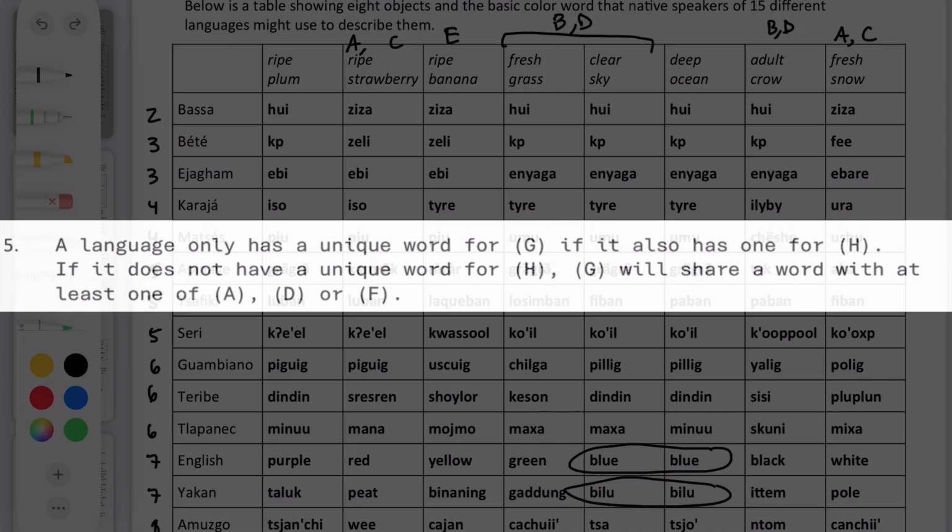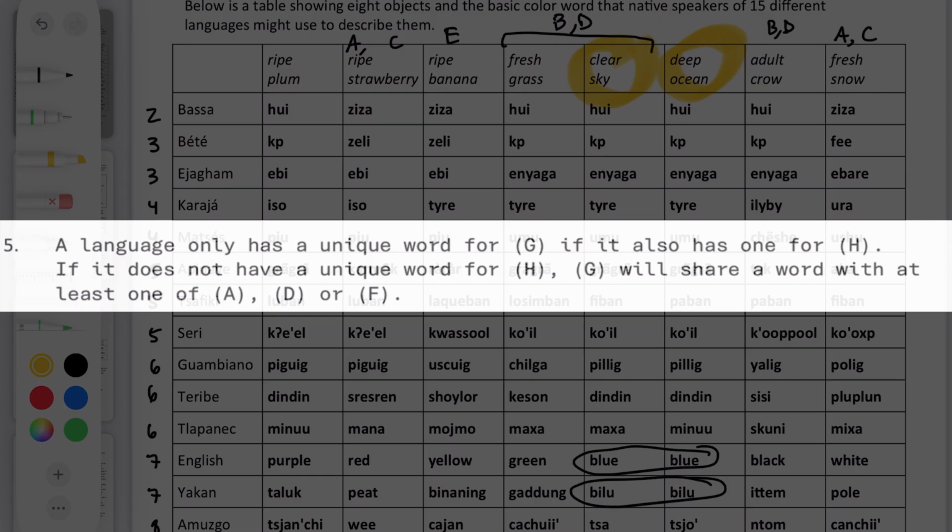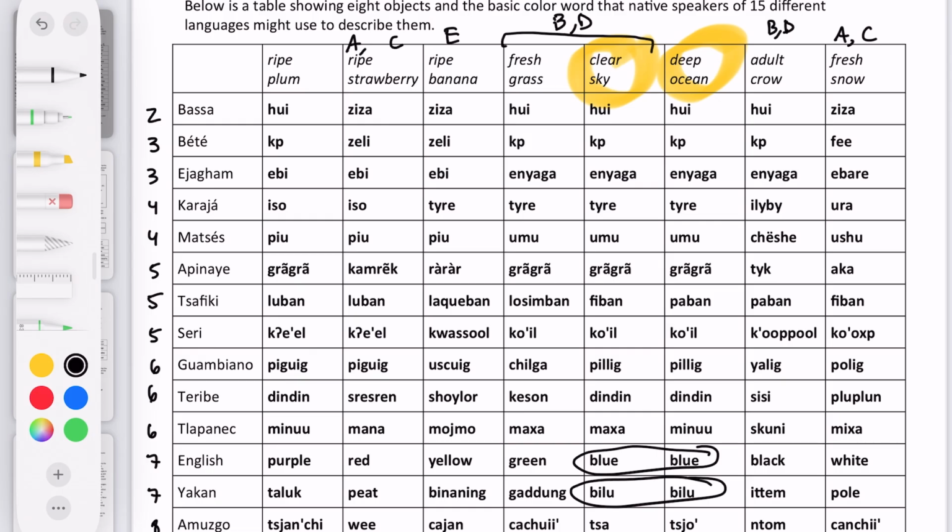And now looking back at rule number 5, we can use the second part again, where if it does not have a unique word for H, G will also share a word with at least one of A, D, or F. And if we look at the languages with exactly 7 terms, then we can use this to determine some new information. So we can see that there's this repeated term in both of these columns, clear sky and deep ocean. And basically what the second part of this rule is saying is that if H is shared with another term, then that means that G is going to also share a word. So in other words, if H shares a word, then there's going to be another pair of words somewhere. And in these languages with 7 terms, we only see one pair.